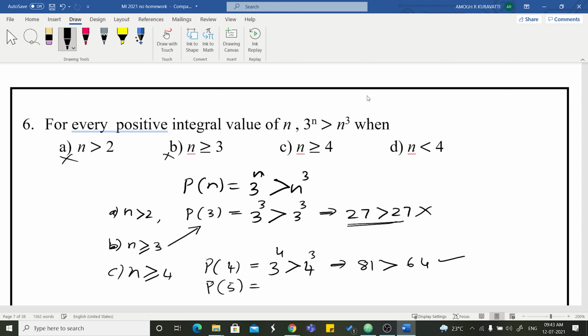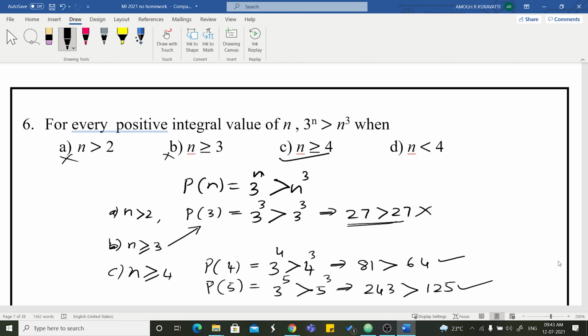If you take 5, 3 power 5 more than n value 5 power 3. 3 power 5 is 243, more than 5 power 3 which is 125. Is it 243 more than 125? Yes. Both conditions are satisfied. With n value 4 it holds, and with 5 it holds. So option C is the right option.